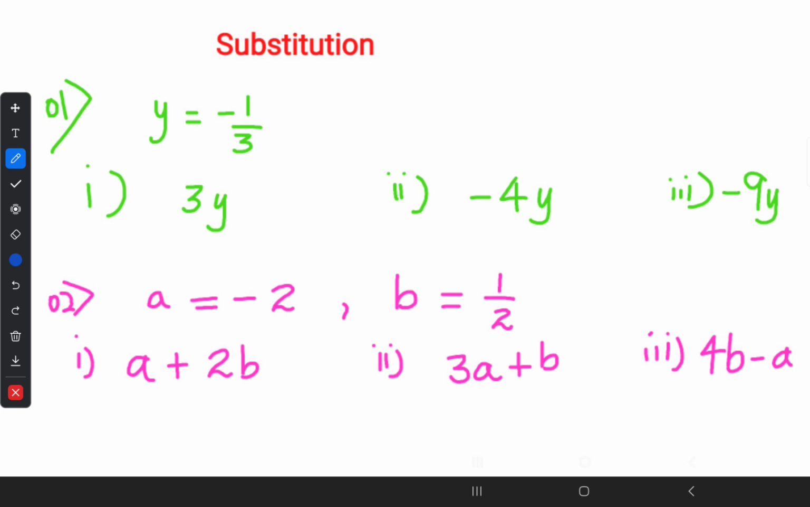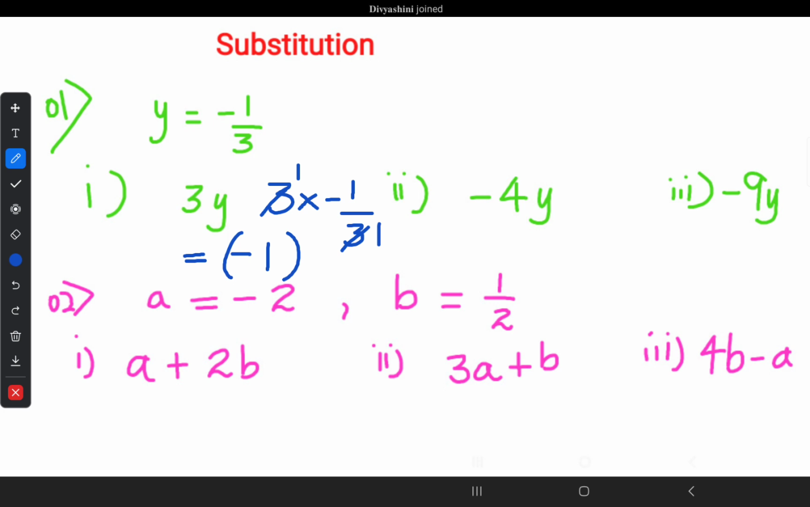3y. So 3 times y, which is negative 1 upon 3. So these 3 and 3 can be simplified, 1 time, 1 time. The final answer would be 1 times negative 1, it would be negative 1. It's just negative 1. 1 divided by 1 also 1.